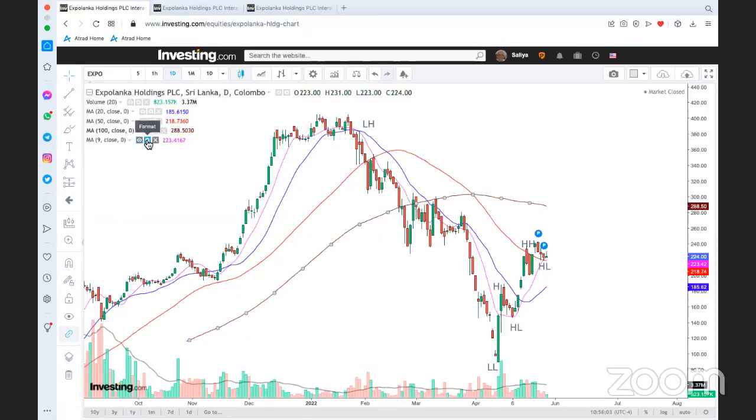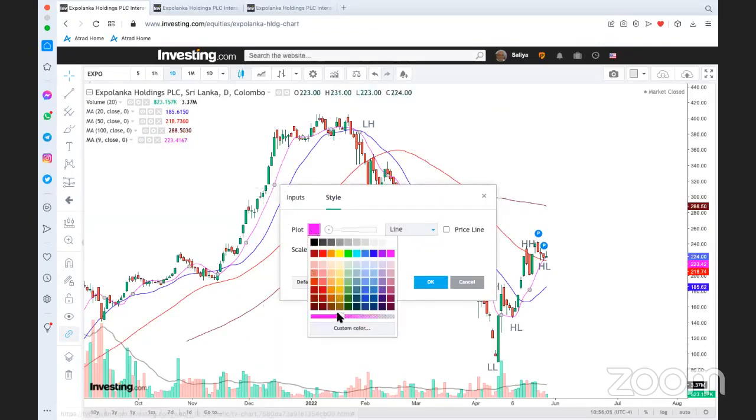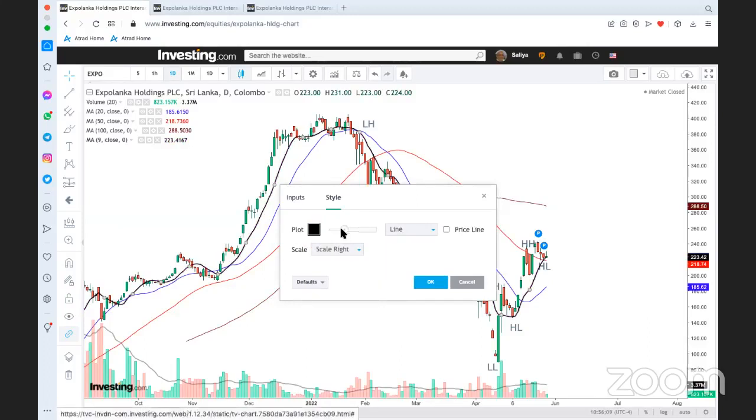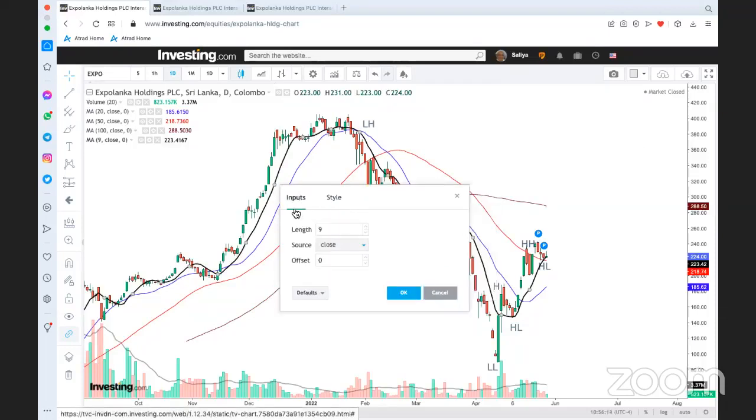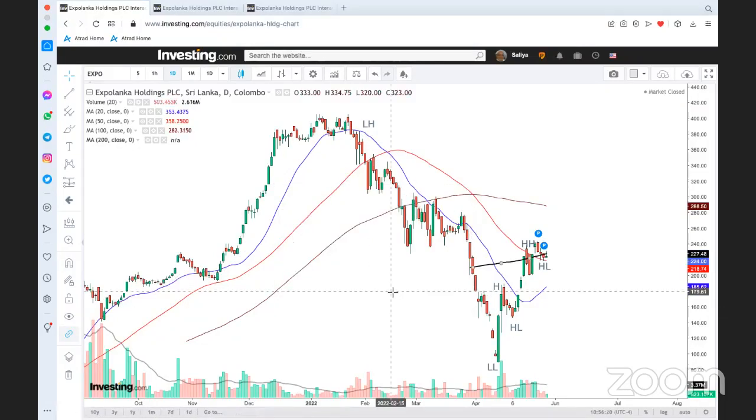Then finally, it will be black. I'm going to bold the line a little bit. And that's the 200-day moving average. Right.